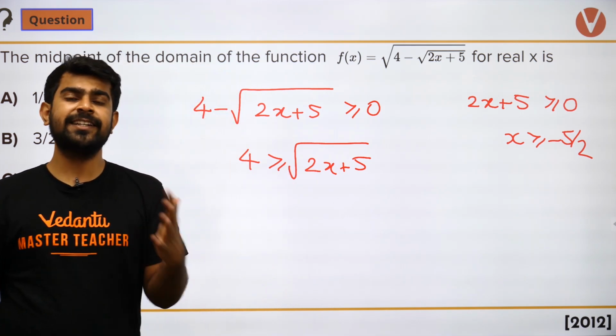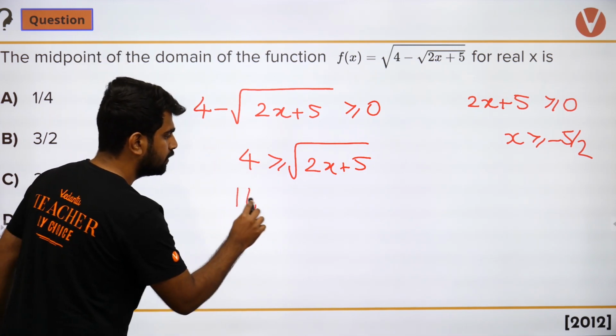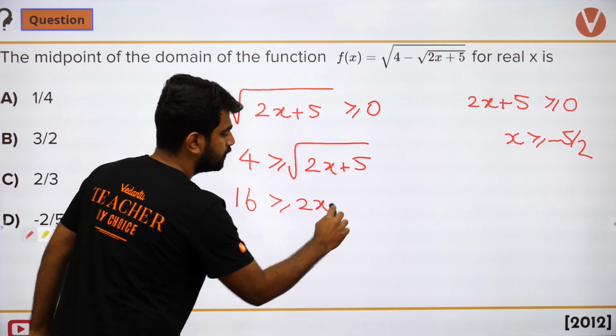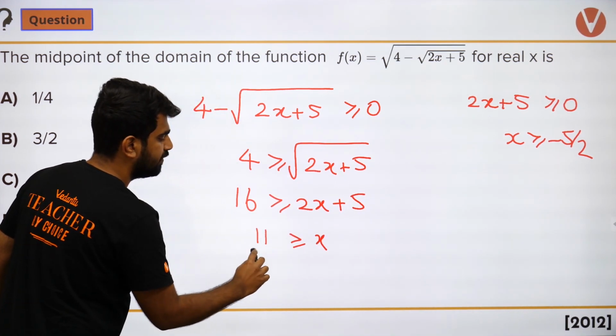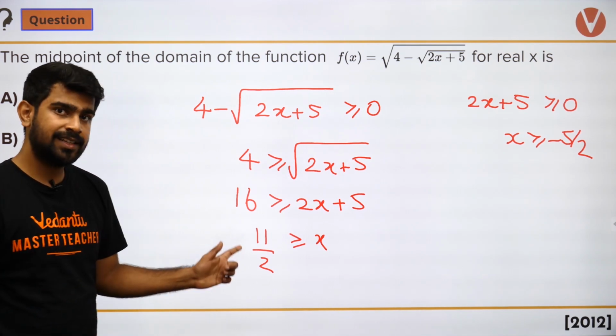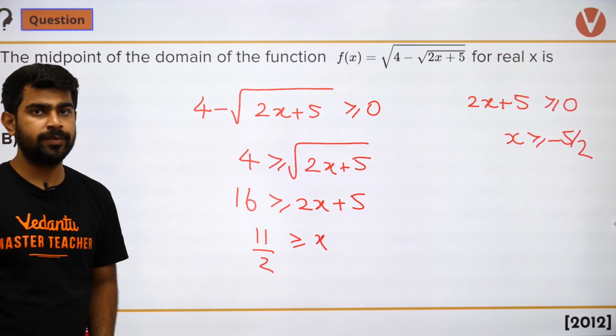What do you mean by remain intact? The inequality will not change. So even if I square, it will become like this, so my x will be less than or equal to 11 by 2. I hope that is clear to you. So 16 minus 5 will be 11. This 2, if it goes down, will be 11 by 2.